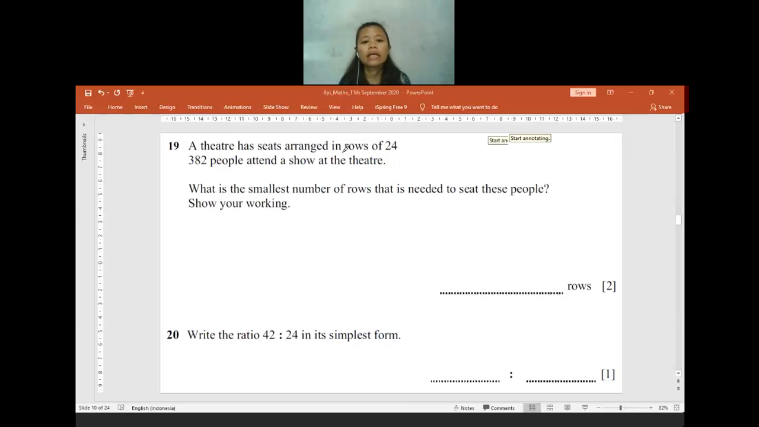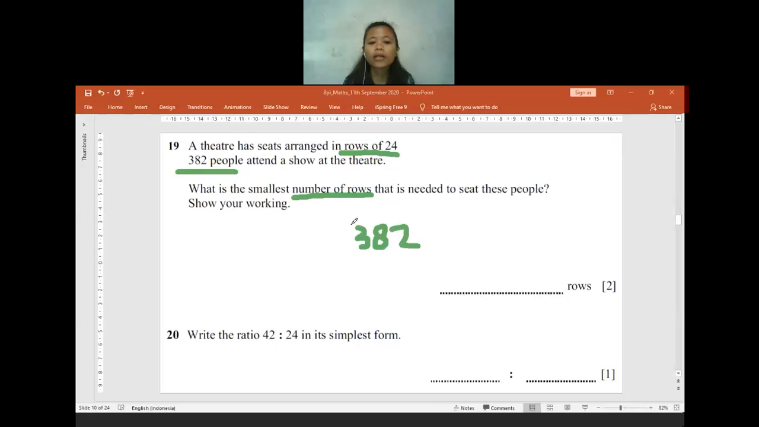Hello? How do we find it? In a row, there are 24 chairs. So if there are 24 seats, it means it will fit 24 people. There are 382 people in total. So to find the number of rows, you can directly do a division. You can divide 382 by 24. 382 divided by 24, how many will it be?